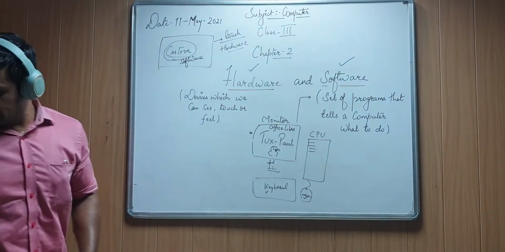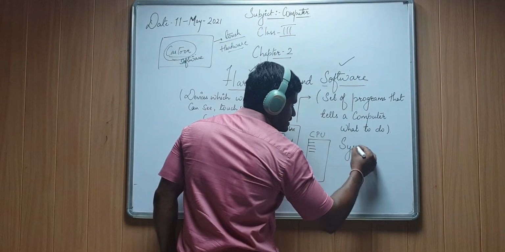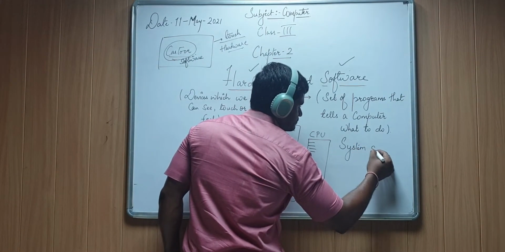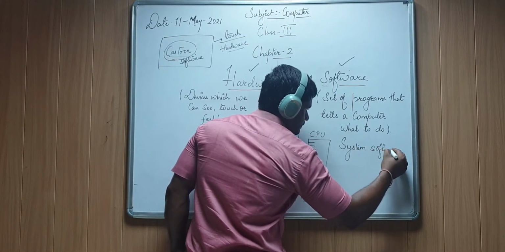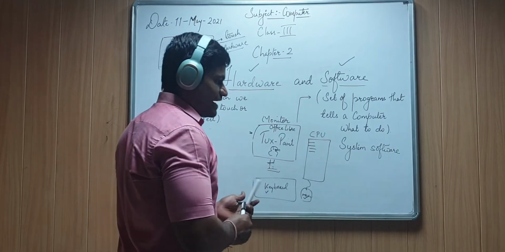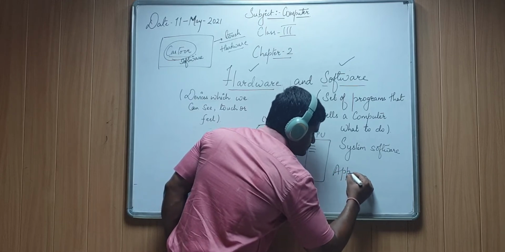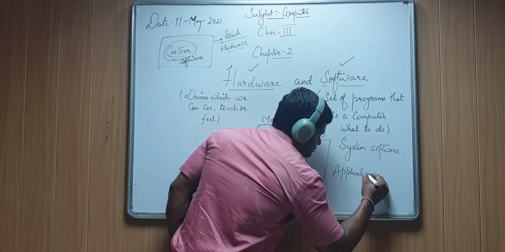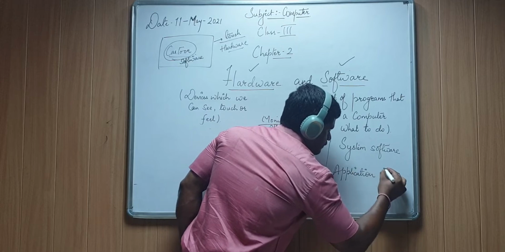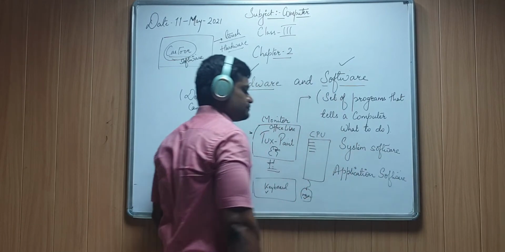Now, software is of 2 types. The first is your system software, and the second one is your application software. System software and application software.